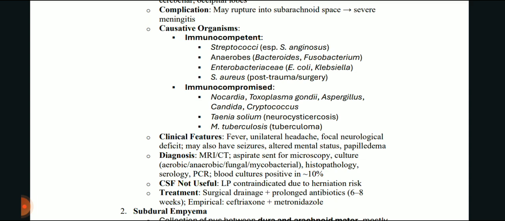What is the causative organism? In an immunocompetent host, organisms like Streptococcus, especially Streptococcus anginosus, anaerobes like Bacteroides, Fusobacterium, Enterobacteriaceae family members like E. coli, Klebsiella, and Staph aureus in post-trauma or surgery patients can cause all this. And in immunocompromised patients, Nocardia, Toxoplasma gondii, Aspergillus, Candida, Cryptococcus, all these parasites and fungi, and Taenia solium can cause neurocysticercosis, and Mycobacterium tuberculosis can cause tuberculoma. All these can lead to brain abscess.